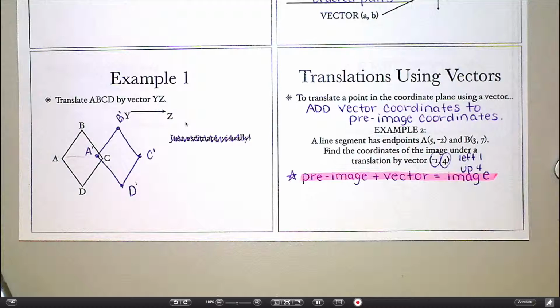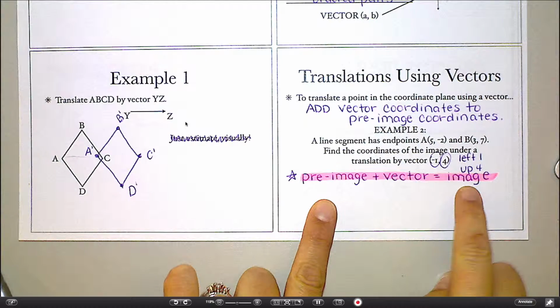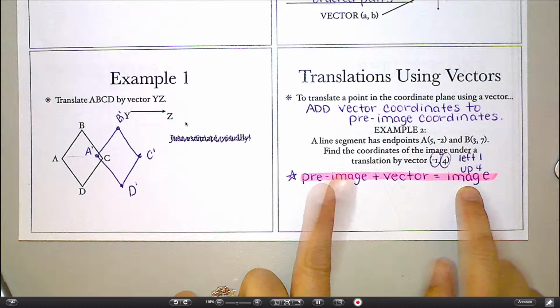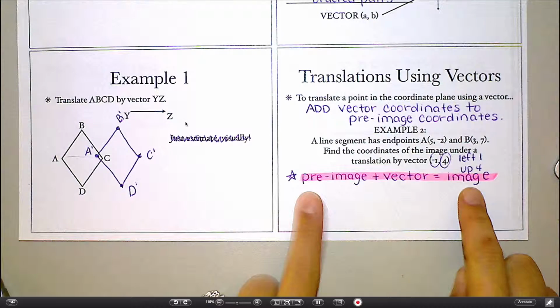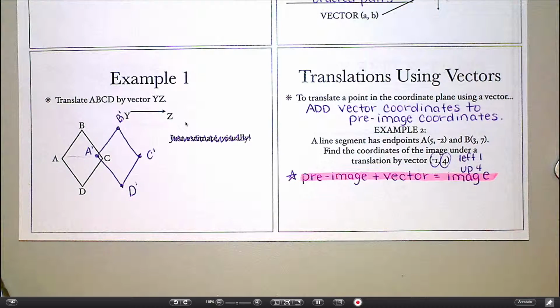And the questions are going to be worded a lot of different ways. Sometimes they're going to give you the pre-image and the vector, and you have to figure this out. Sometimes they're going to give you this, and you have to figure out the vector. Sometimes they're going to give you this, and you have to figure out the pre-image. So that's why having this as sort of a formula is good.